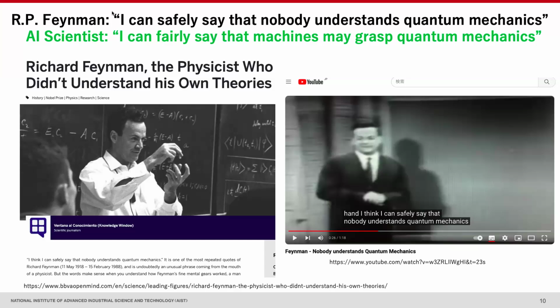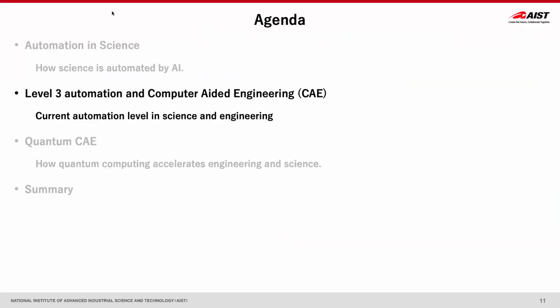But in the era of AI, AI scientists may say, I can fairly say that machines may grasp quantum mechanics. That is another challenge, the same as the Nobel Turing challenge, I think, for physicists. So that is the concept of AI for science.